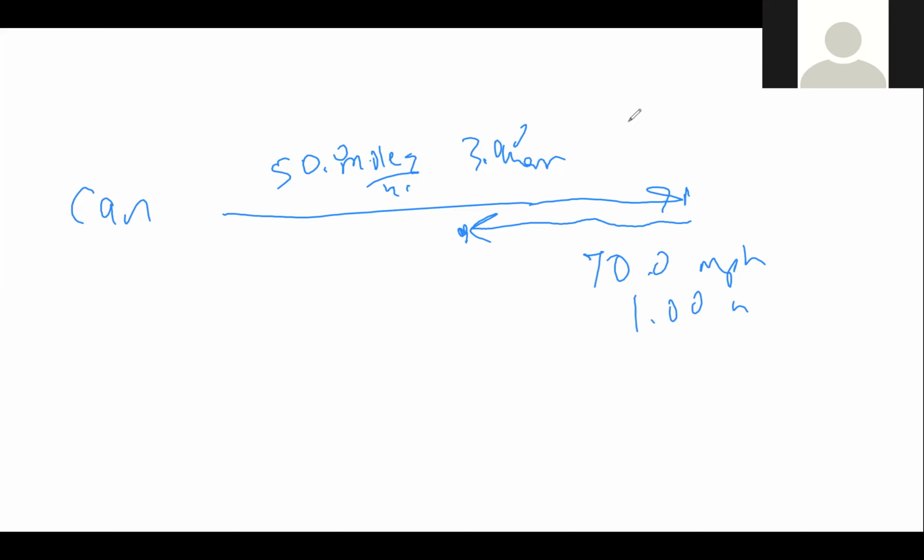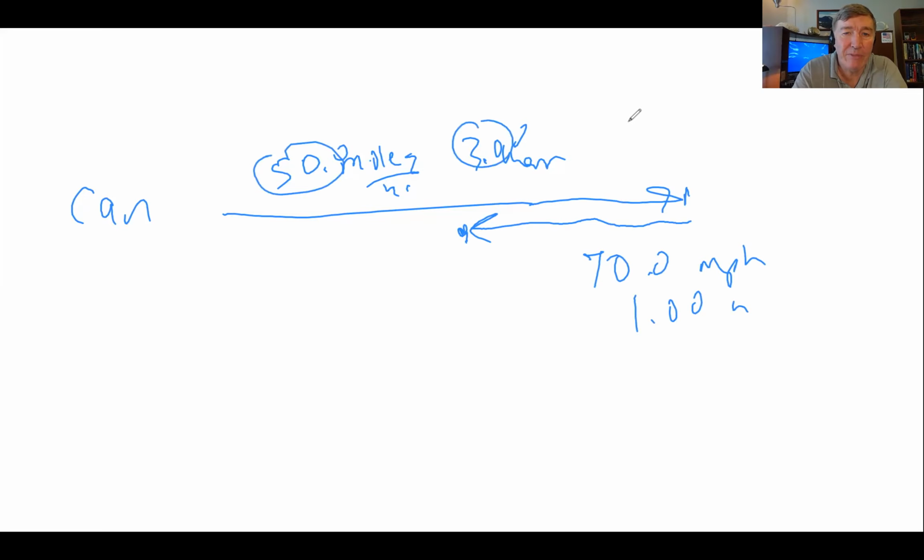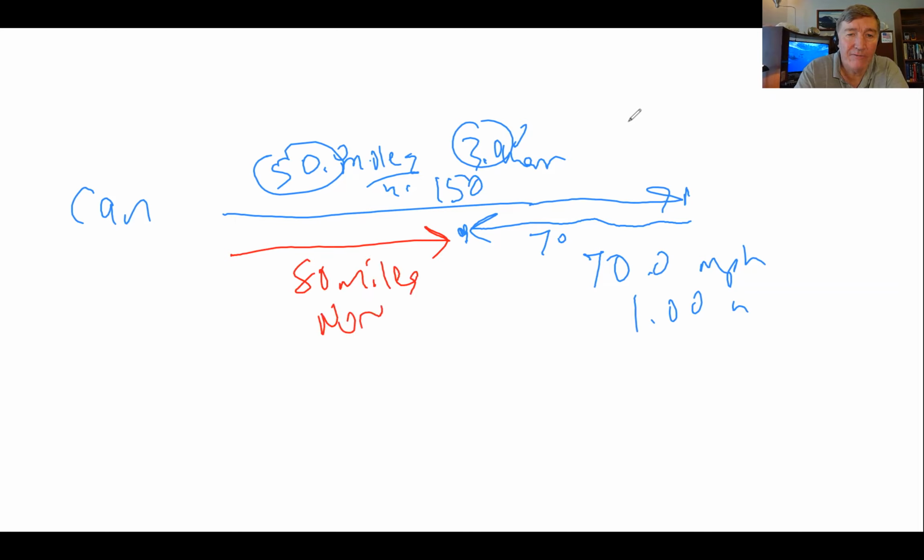Okay, so let's just keep track of it. We got 50 times 3. So that means we went 150 miles to the north and we went 70 miles to the south. So when we're done, we are now 80 miles to the north of our starting point. Okay, and now the next part is asking about the bicycle, right?